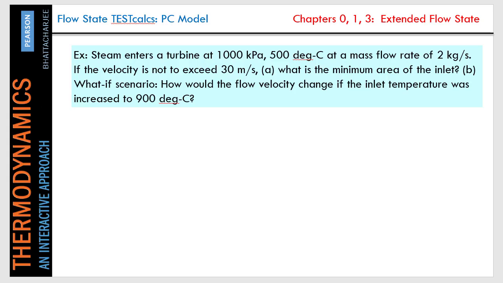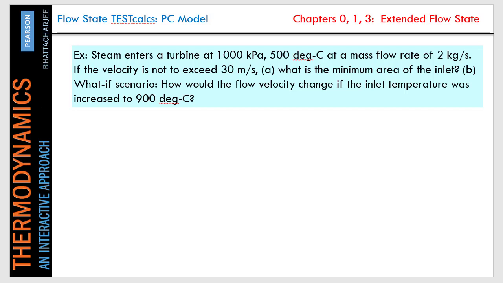So the problem states that steam enters a turbine at 1000 kPa, 500 degrees Celsius at a mass flow rate of 2 kilograms per second. The first question is asking that if the velocity isn't to exceed 30 meters per second, what the minimum area of the turbine inlet can be.